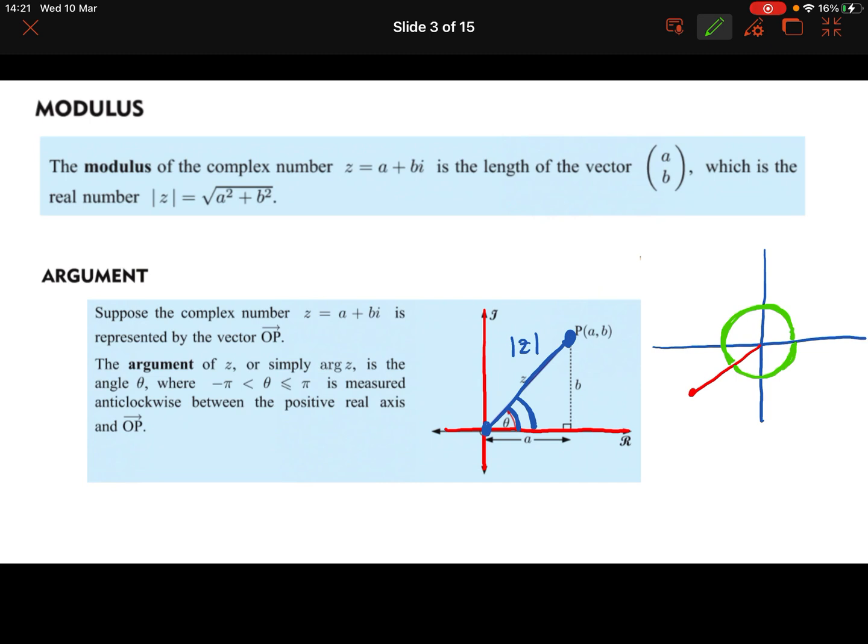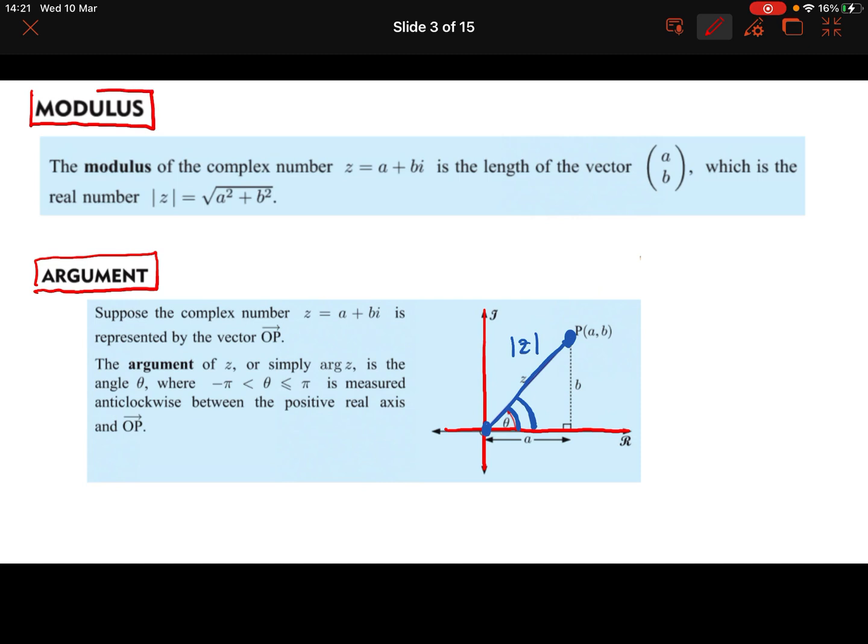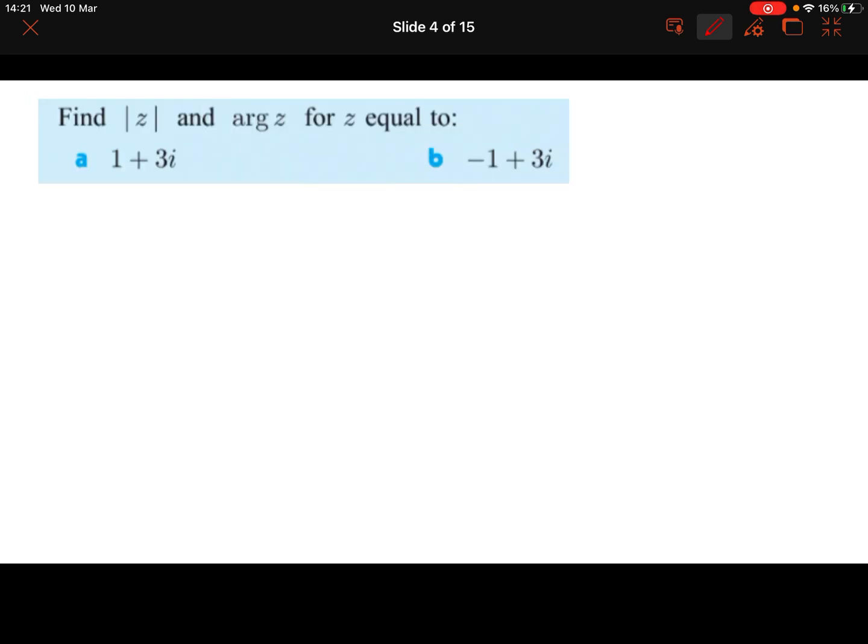Now, the angle that is made from the positive real in an anti-clockwise direction is called the argument, the argument of the complex number. Okay, so complex numbers have a modulus, which is the same as the magnitude, the size of that number. An argument is the angle made from the positive real axis in an anti-clockwise direction. Okay, and that is really, really useful.